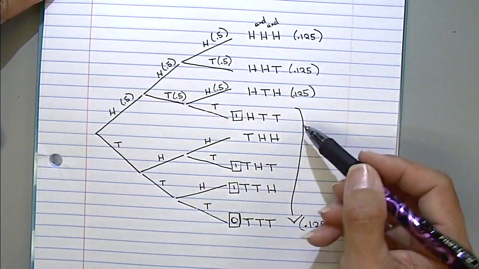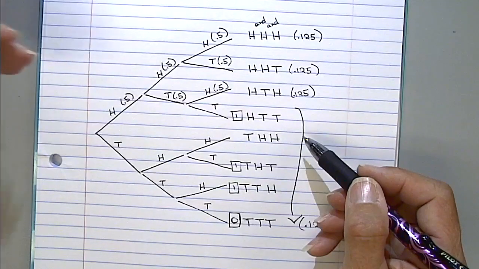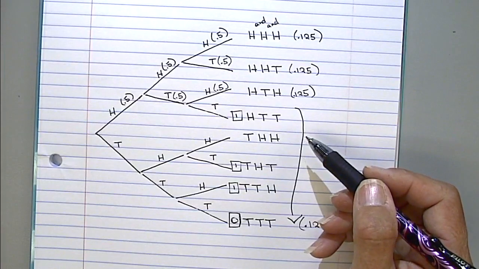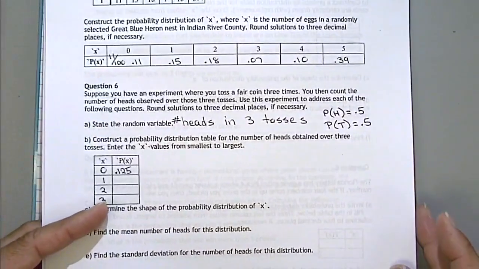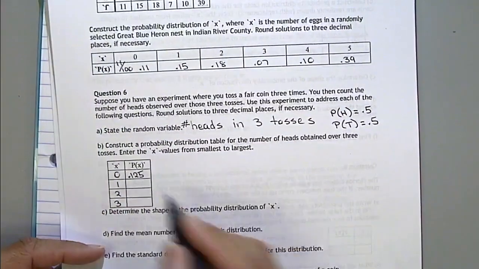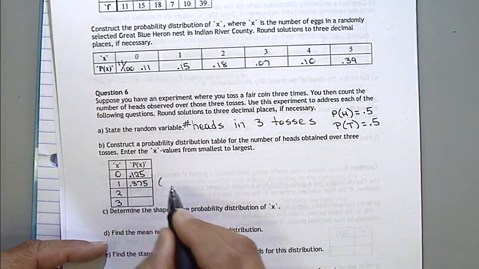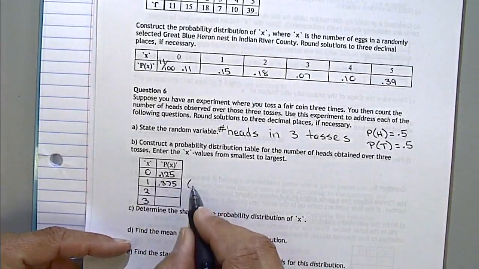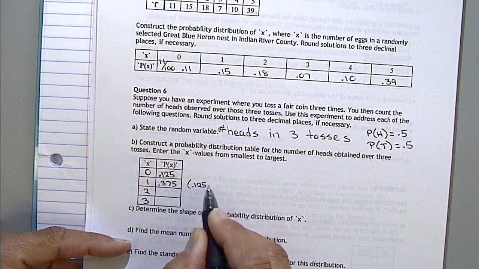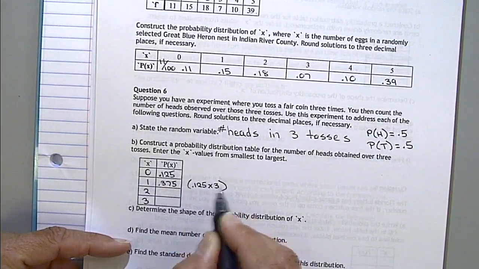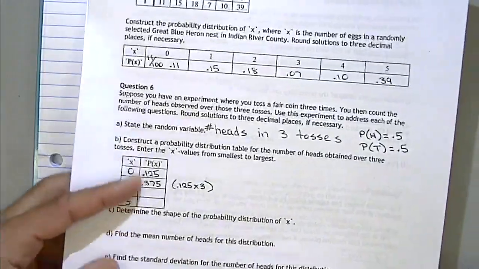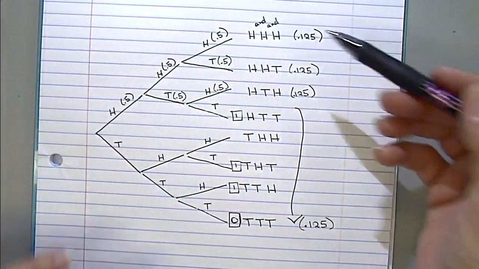So I could say 0.125 plus 0.125 plus 0.125, or I could just multiply it times 3, couldn't I? So I get 0.125 times 3, and I'll just tell you what that comes out to be. It is 0.375. And I'll come over here and write it down, just in case you wonder. It's 0.125 times 3, because there were 3 of those. Okay, what about 2 heads? All right, we're looking for 2 heads.